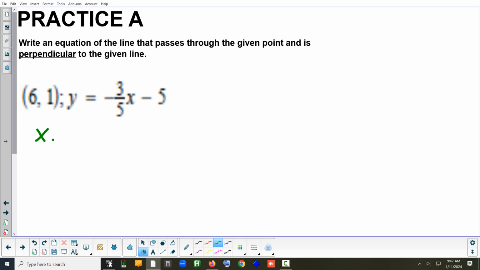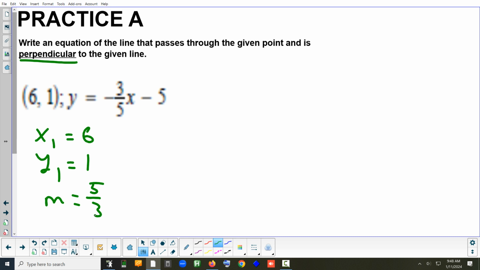All right, so let's identify our 3 things. Okay, what's x1 going to be? 6. And y1? 1. And the given slope is -3/5. What number would be perpendicular to -3/5? 5 over 3. Yep. Now we just have to write our final answer.